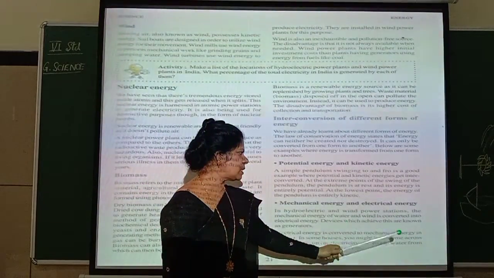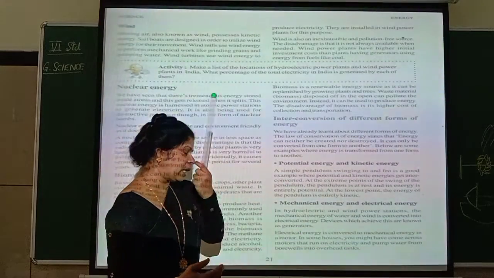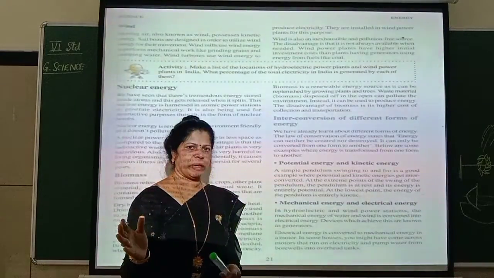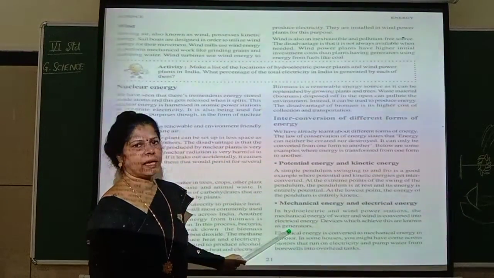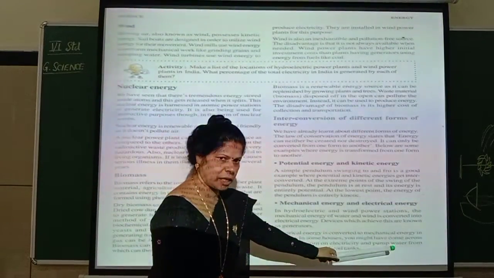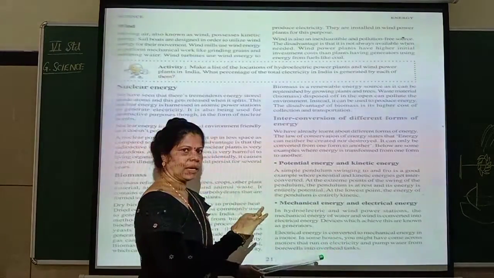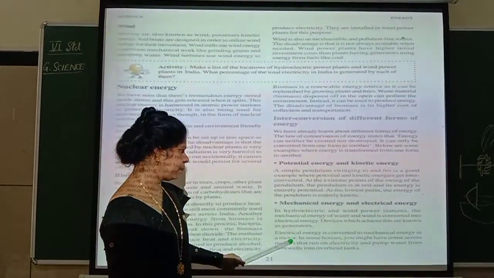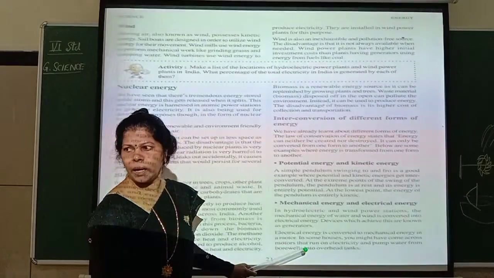Devices which achieve this are known as generators. So from where you are going to get electrical energy from wind energy, it is done by an instrument, isn't it? So those devices or instruments are called generators. Electrical energy is converted to mechanical energy. Electrical to mechanical. Mechanical is again movement. In a motor, electrical energy is converted into mechanical energy.